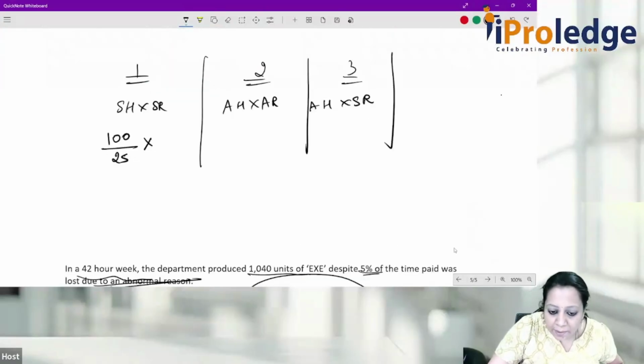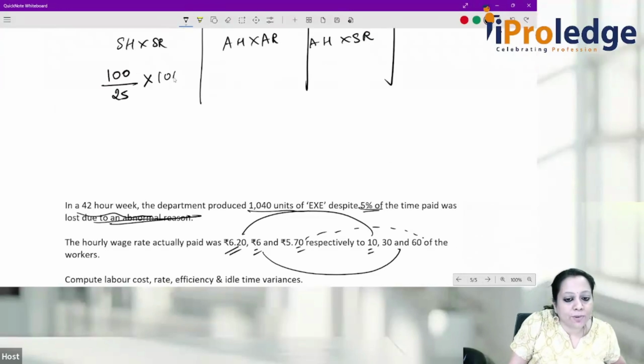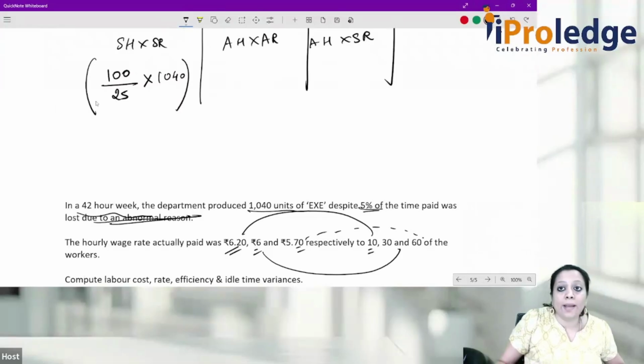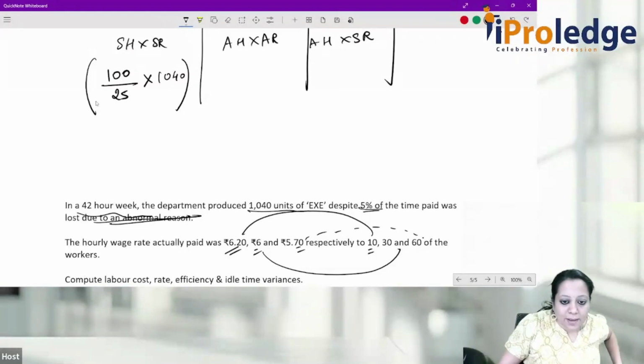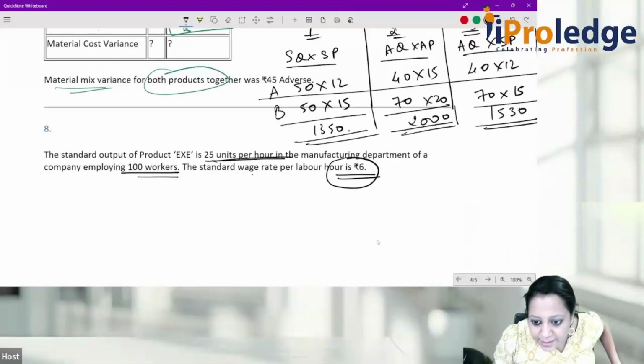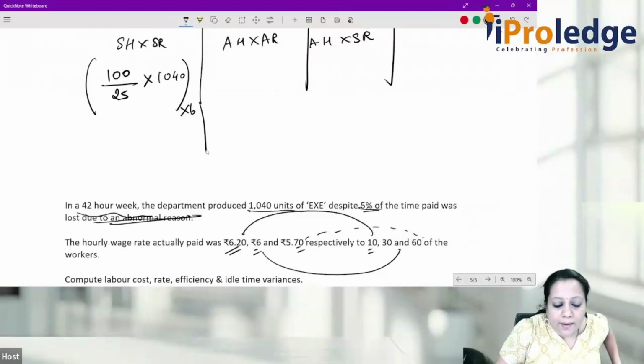Now, 100 divided by 25. And what is the actual output, students? 1040. Right, students? So into 1040, I should. Otherwise, how will I get standard hours? Not for one unit. I want for how many units? 1040 units. Got my point, everyone? So it is going to be into standard rate. Standard rate was given here, 6. Is everyone understanding? Standard hours is this.